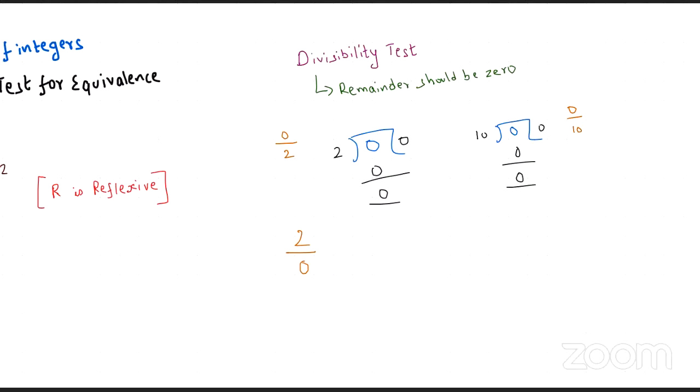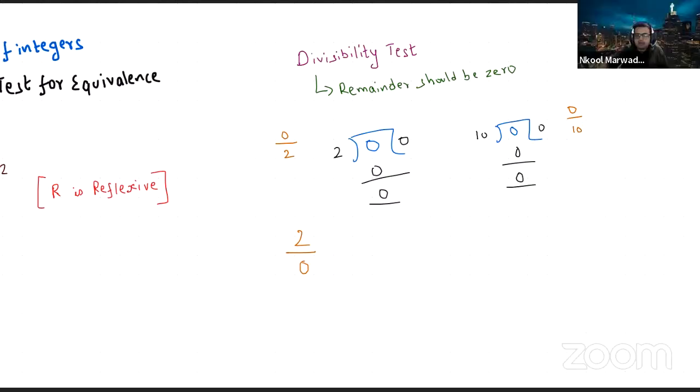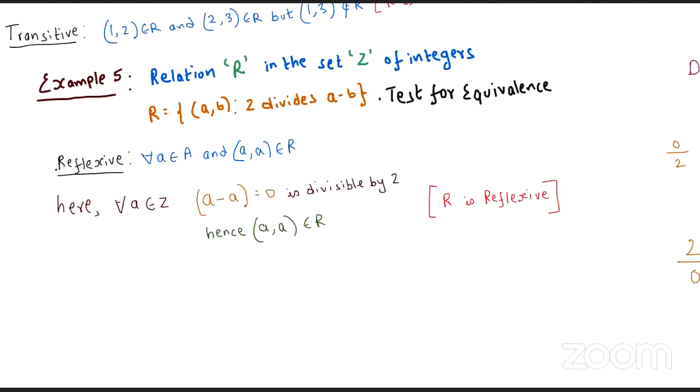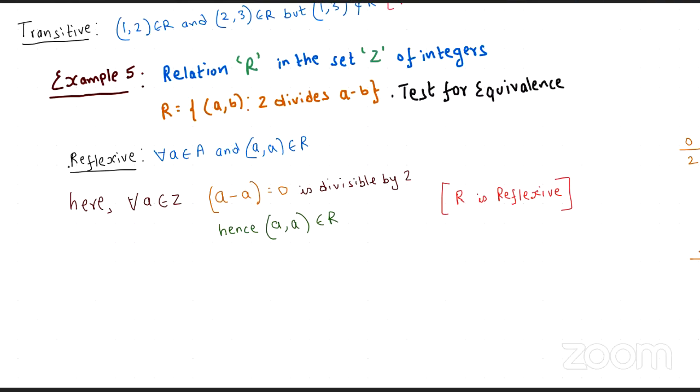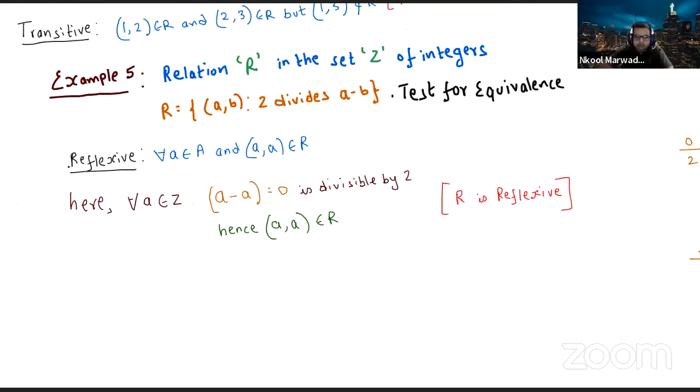So this is reflexive, because A comma A belongs to R. Why? Because A minus A is 0, and 0 is divisible by 2. Hence it is satisfying the property. Now we have to check the symmetric.